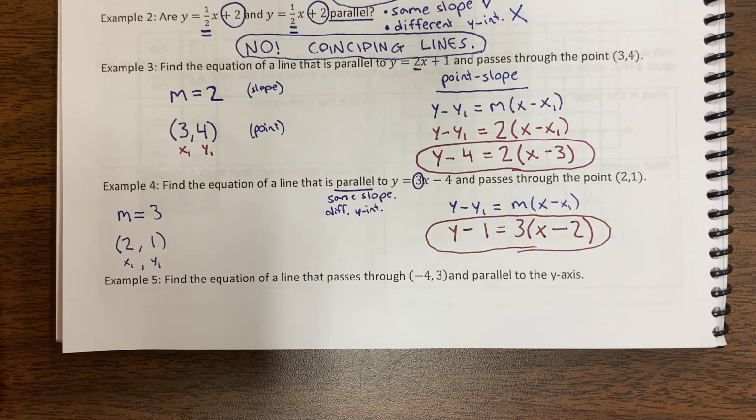You'll notice that when we're writing a line in point slope form, we're not worried about the y-intercept. I can already assume it's a different y-intercept because they gave me this point.